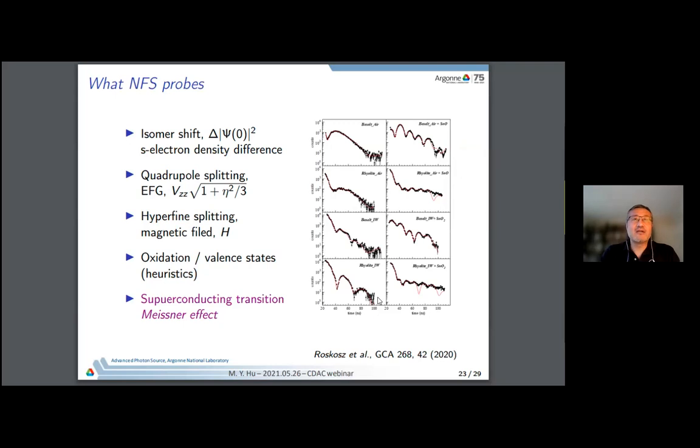And then, okay, so what the nuclear forward scattering time spectrum can probe. We're going to talk about, through the isomer shift, you can study basically the electron density at the nucleus. And then it has to be different; you have to take a reference, for example, as it shows in this graph.